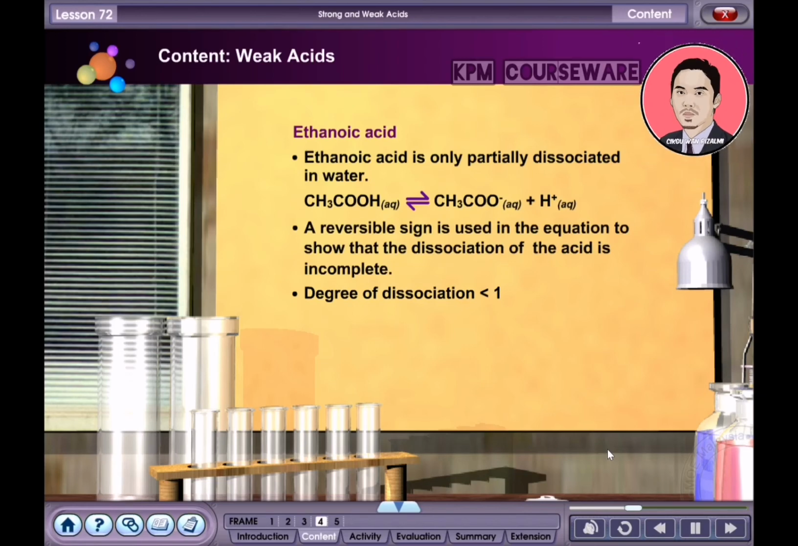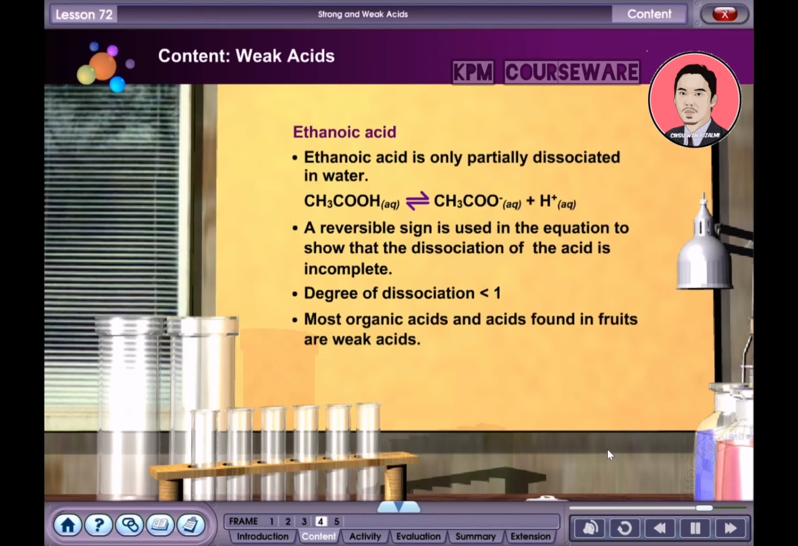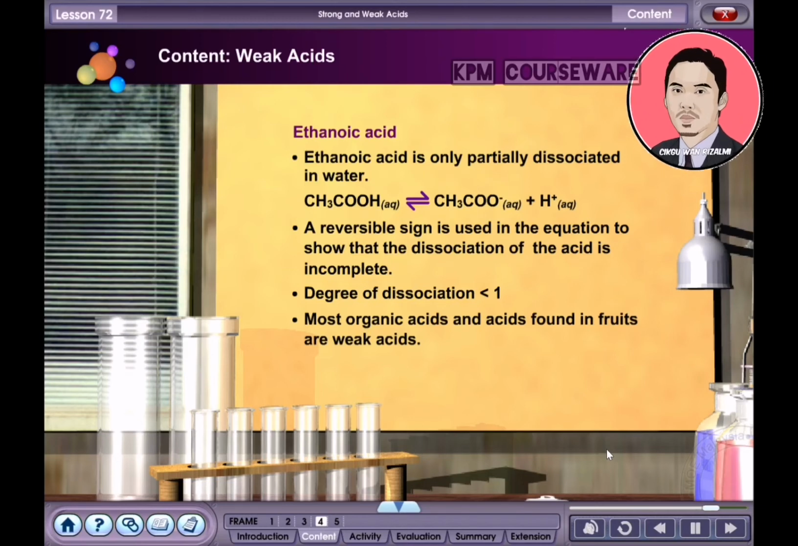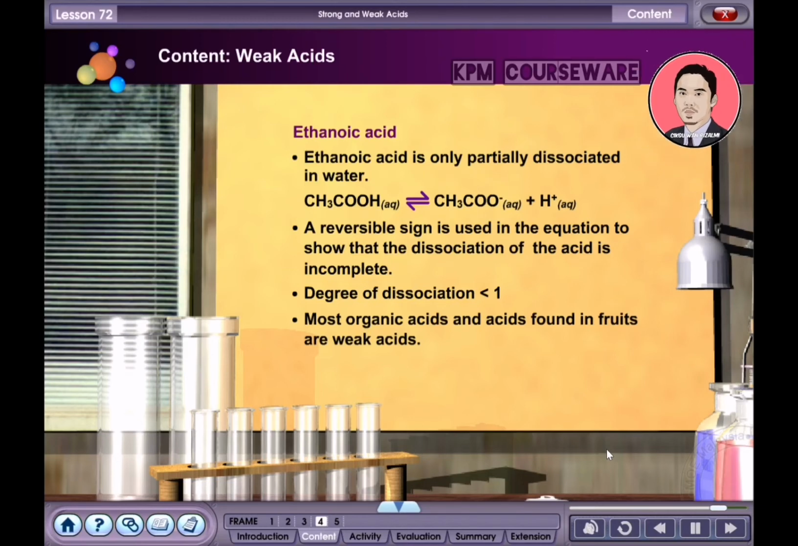Note that a reversible sign is used in the equation to show that the dissociation of the acid is incomplete. An acid that is only partially dissociated in water is called a weak acid. Ethanoic acid is therefore a weak acid. Most organic acids and acids found in fruits are weak acids. Can you name some of the organic acids?